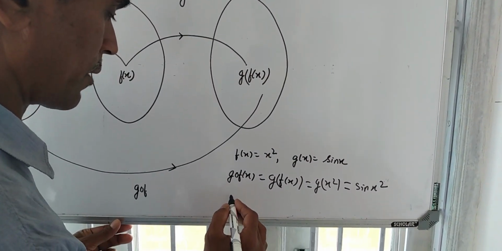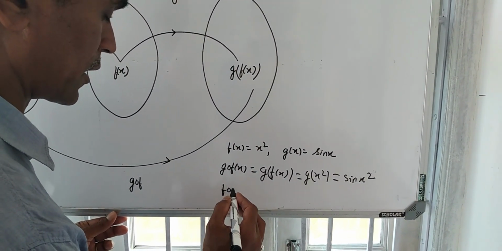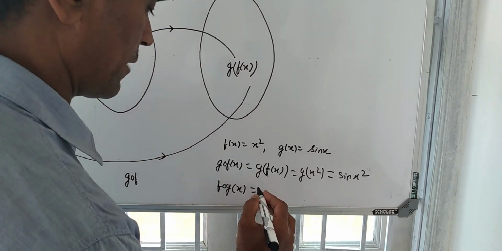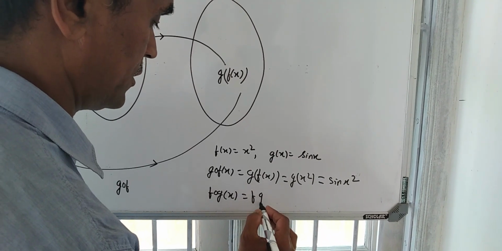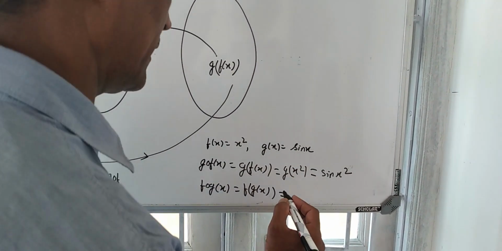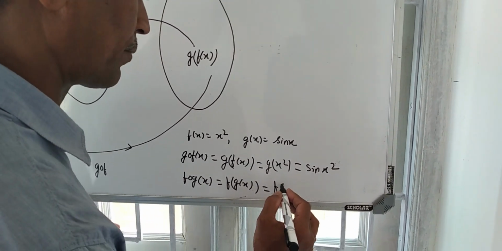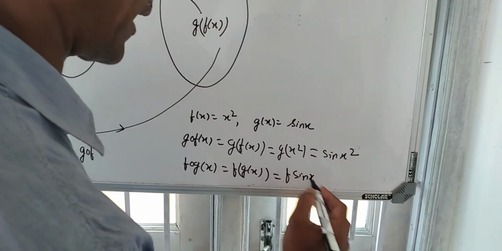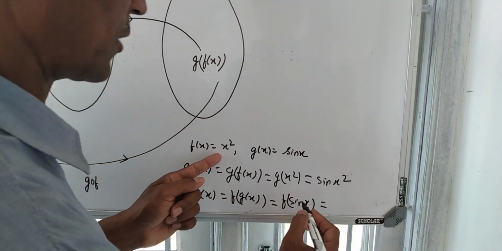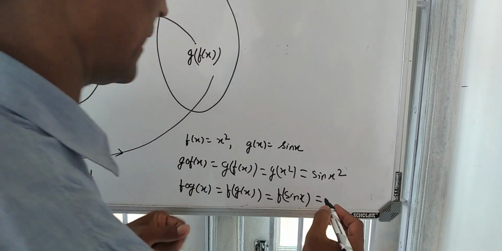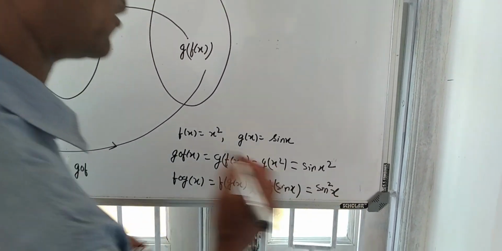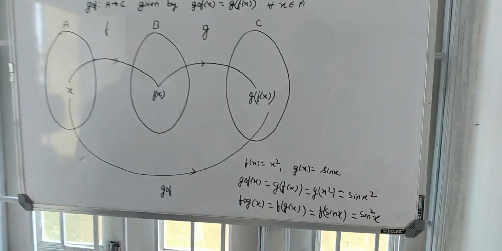Now again you combine f circle g of x. In the same way, f(g(x)), g(x) is here sin x, so f(sin x). Now under f, f(x) is x square, so replace x by sin x. You will get sin square x. So this is the combination of two functions.